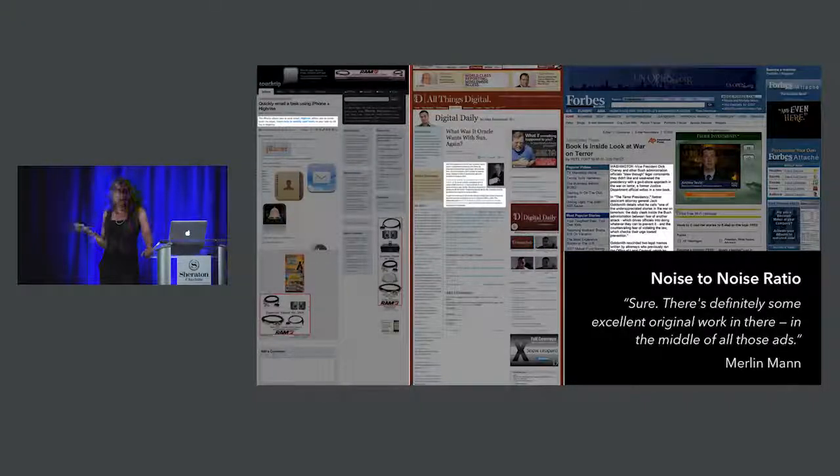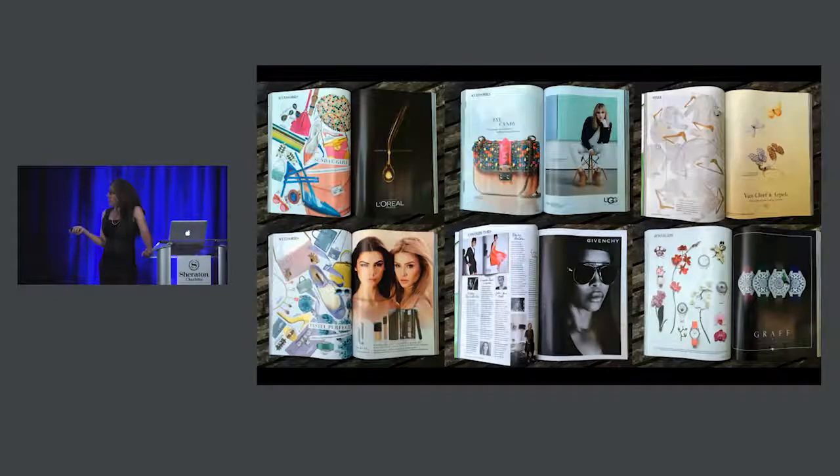We see this everywhere. This is a set of images that Marilyn Mann put together called noise-to-noise ratio, where the white here is the content that you might have ended up on this page to see, and all of this is everything else. And it would be easy to blame this on advertising and say, well, of course the problem is advertising. And advertising can be a problem, and it's very complicated.